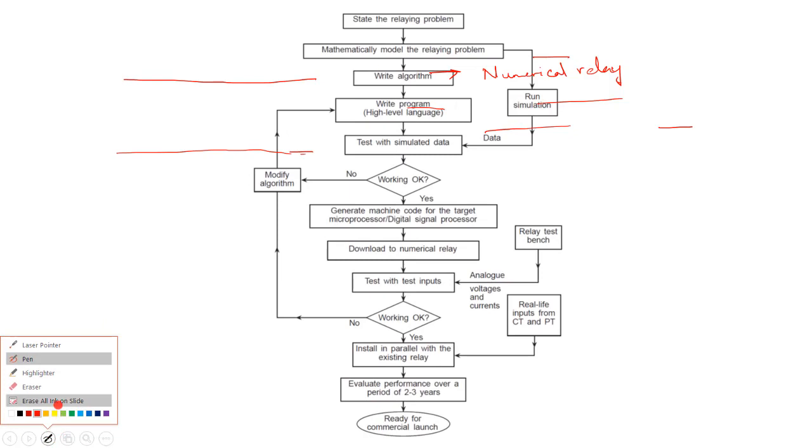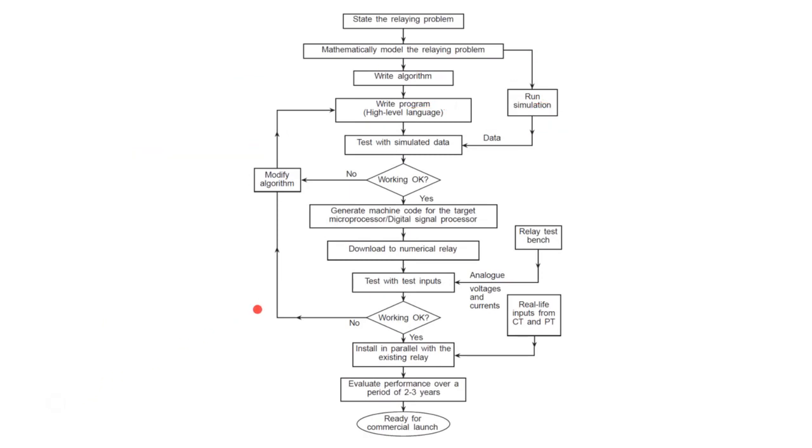Let us see. This is the flow diagram of the development of a numerical relay. First we state the relaying problem, and then after that we mathematically model the relaying problem, and then for that we write the algorithm.